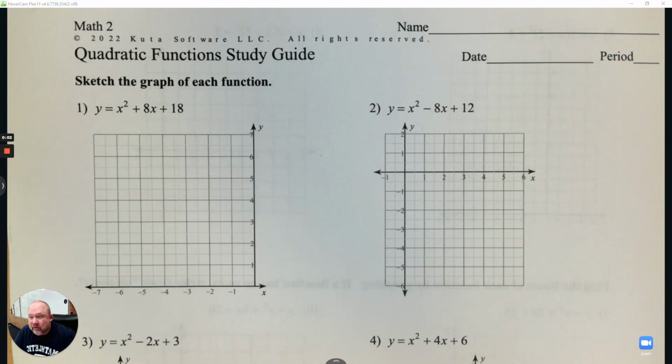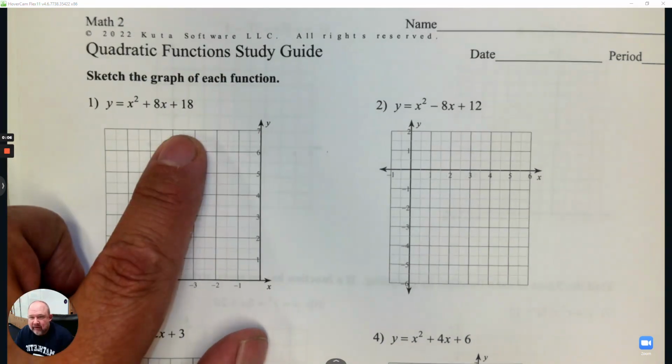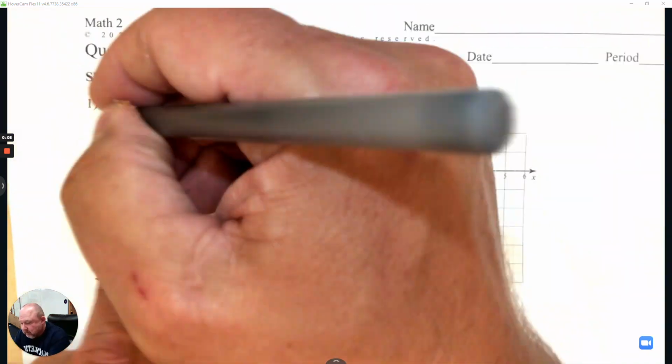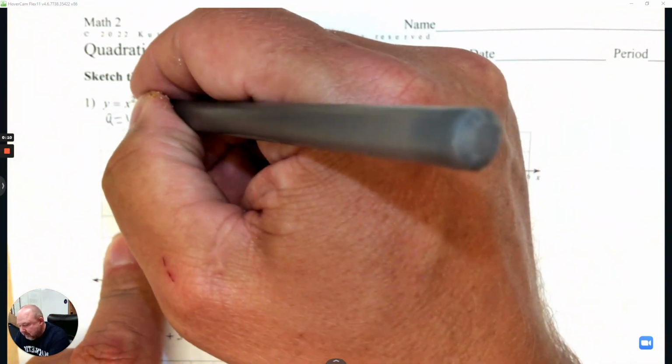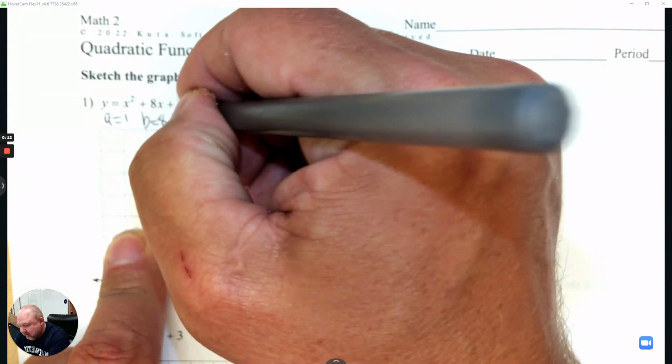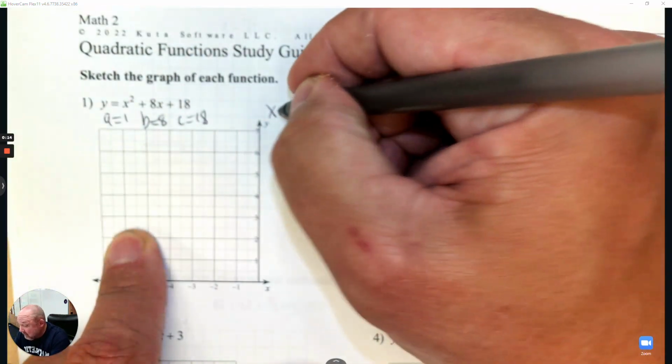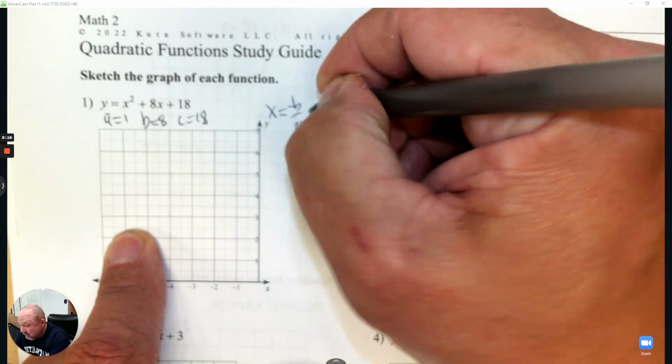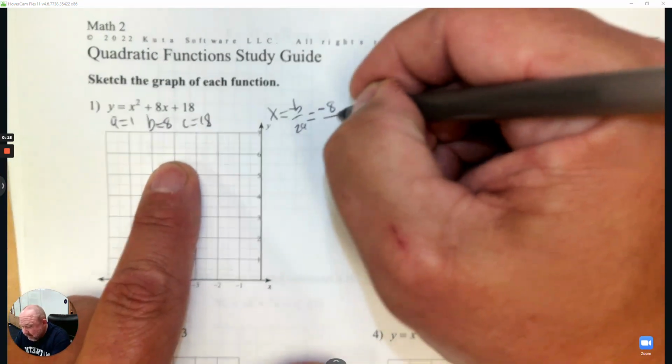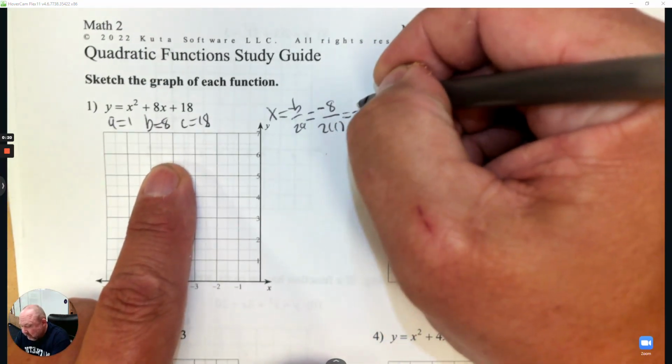Study guide. Here are the solutions. Number 1 is in standard form. So I start with A equals 1, B is equal to 8, and C is equal to 18. I then write down negative B over 2A, and B is 8, and A is 1, and I solve it.